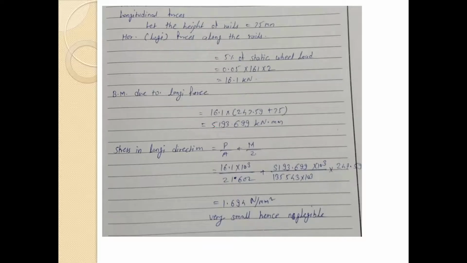5193.699 kilonewton per mm. So the stresses in longitudinal direction, that is force divided by area and moment divided by the Z, that is section modulus. The forces are 16.1 into 10 raised to 3 divided by the area, that is this, and the bending moment divided by this I into this y. So we are getting this value, that is 1.694, which is very small, hence it is negligible.